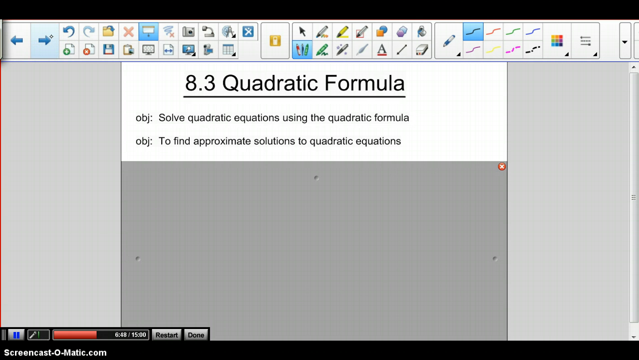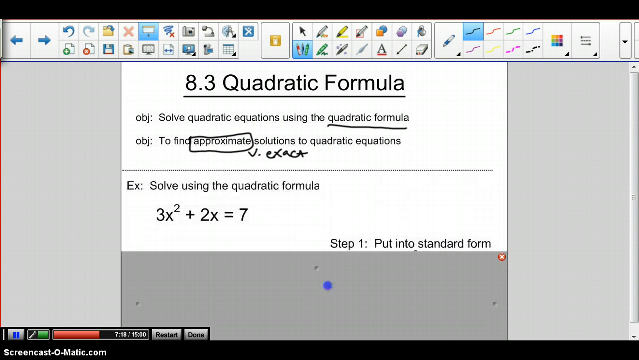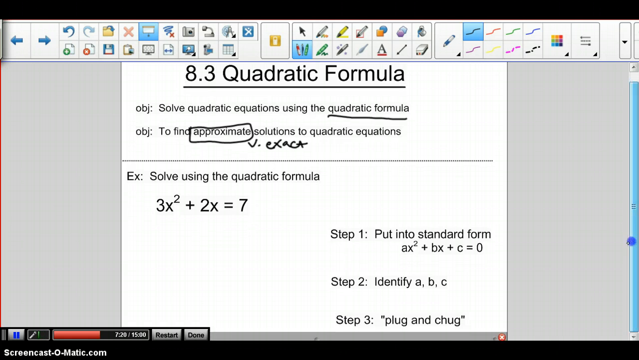So today we are going to solve quadratic equations using this quadratic formula that we just concocted. And we're also going to find approximate solutions to quadratic equations. So approximate versus exact. An exact solution is the exact number to the point. It's not rounded, it's not truncated, but an approximate solution could be rounded or truncated. Okay, so let's work with some examples.